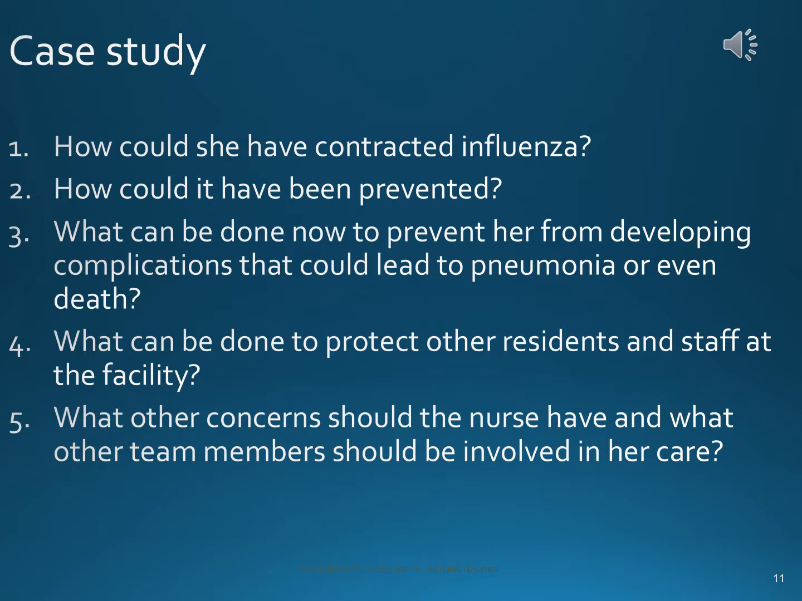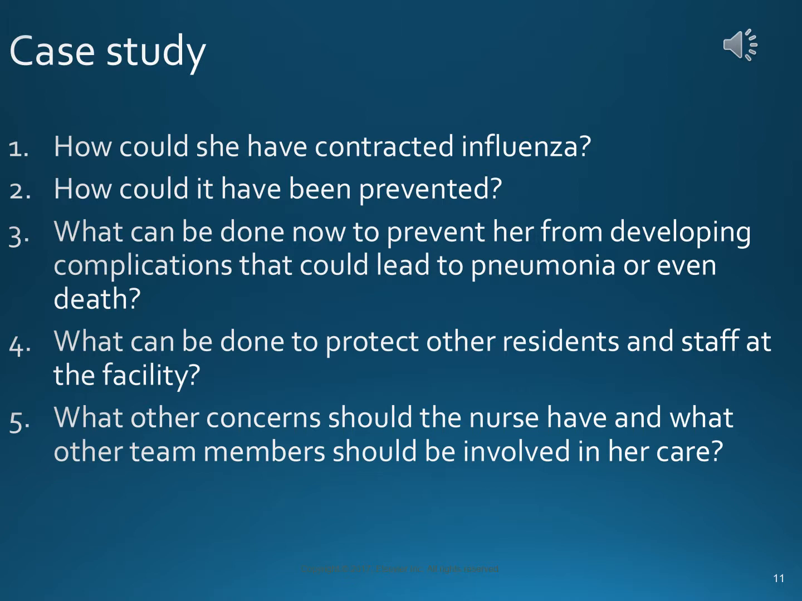What can be done to protect other residents and staff at the facility? Well, other residents and staff should be vaccinated, but the vaccine takes 2 weeks to provide immunity. So the horse has already left the barn, and she needs to be in isolation with droplet precautions.